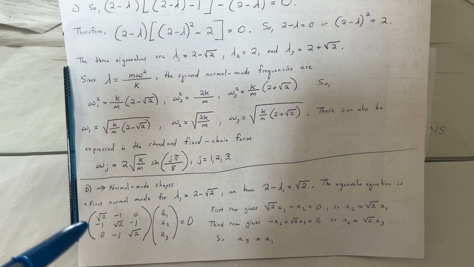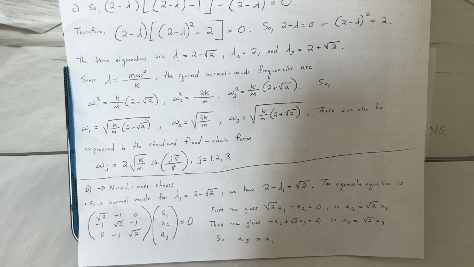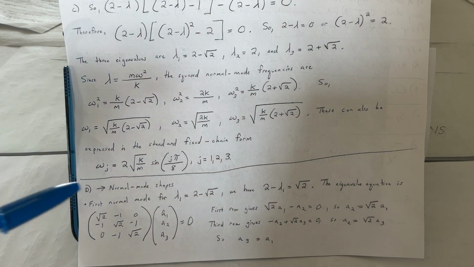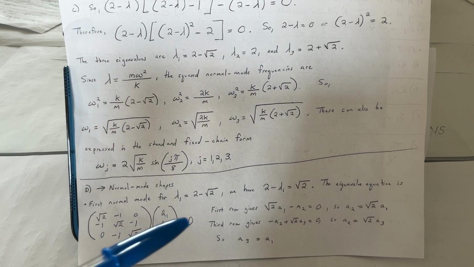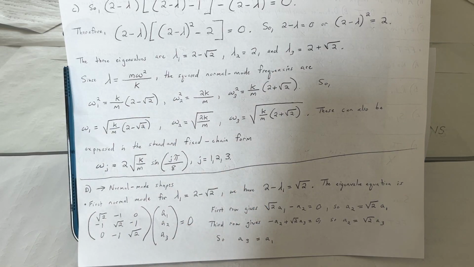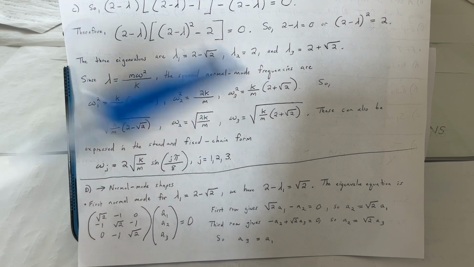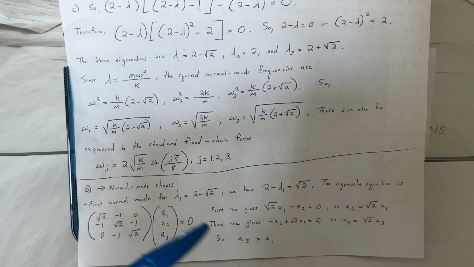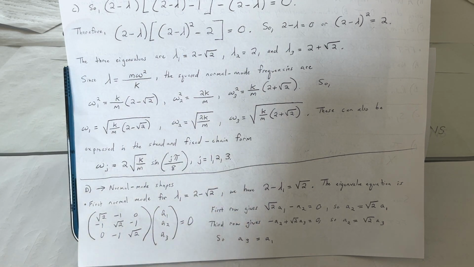The eigenvalue equation is, for this matrix here, first row: square root of 2, -1, 0. Second row: -1, square root of 2, -1. Third row: 0, -1, square root of 2. Times this column, a sub 1, a sub 2, a sub 3, equals 0. So performing the computation here, square root of 2 a sub 1 minus a sub 2 equals 0. So a sub 2 equals square root of 2 a sub 1. That's for the first row. Third row gives negative a sub 2 plus square root of 2 a sub 3 equals 0. So a sub 2 equals square root of 2 a sub 3. So a sub 3 equals a sub 1.